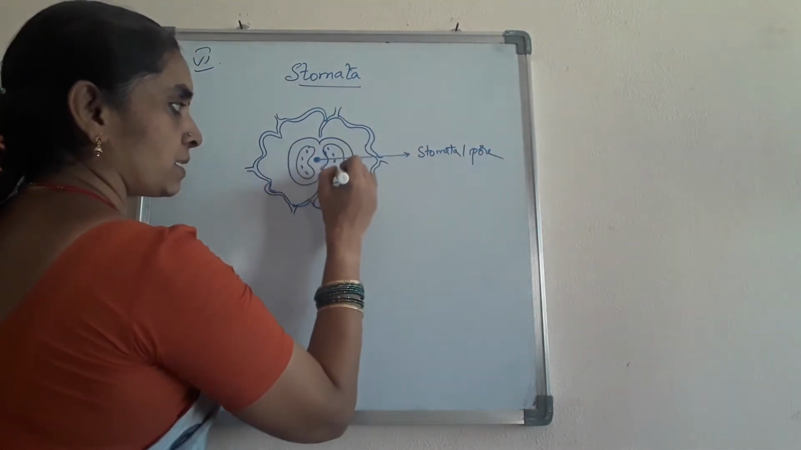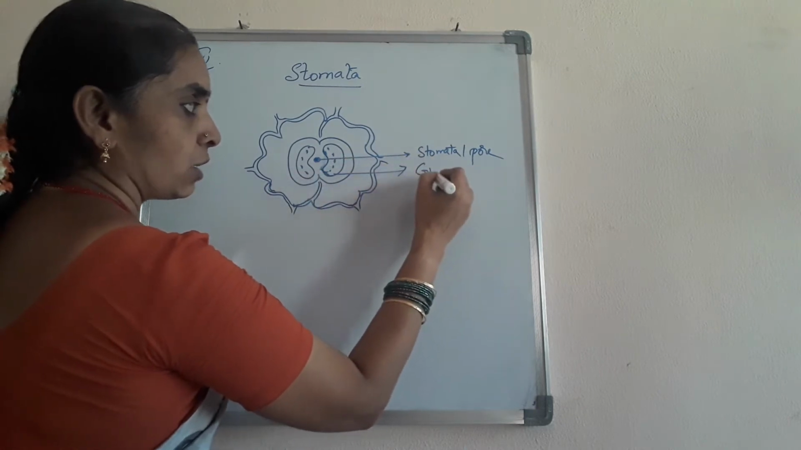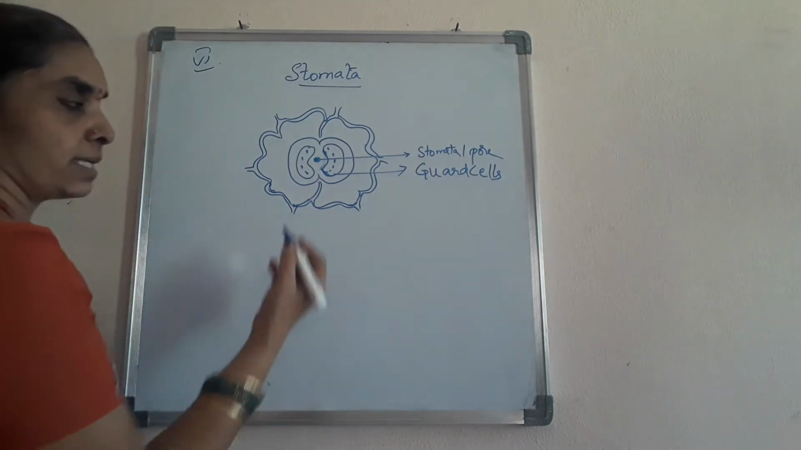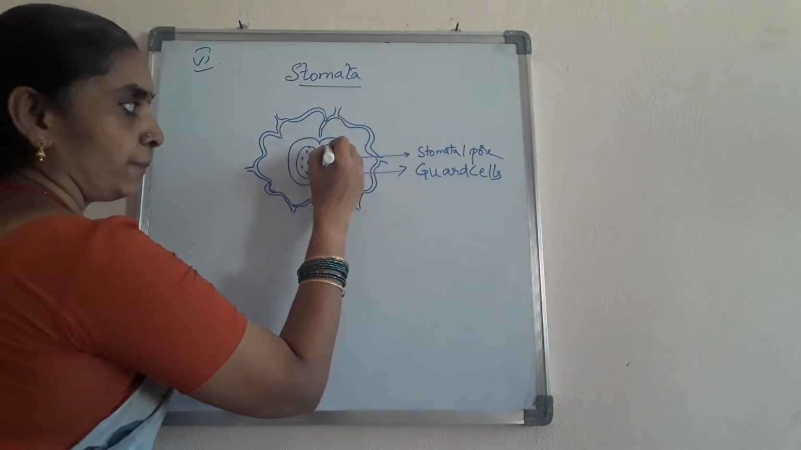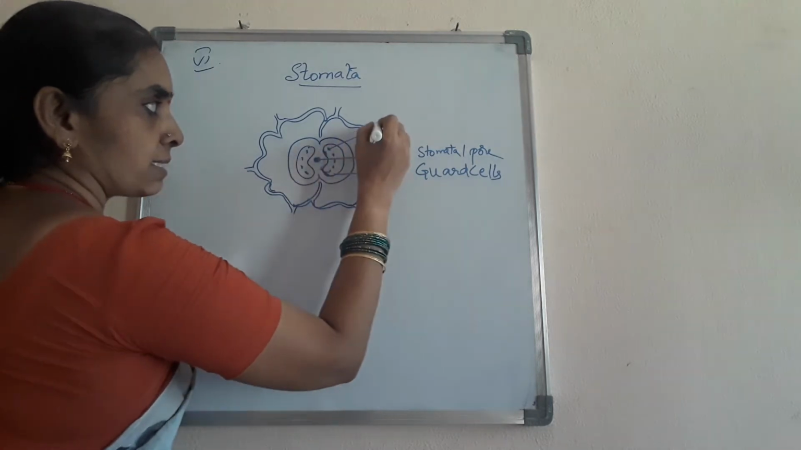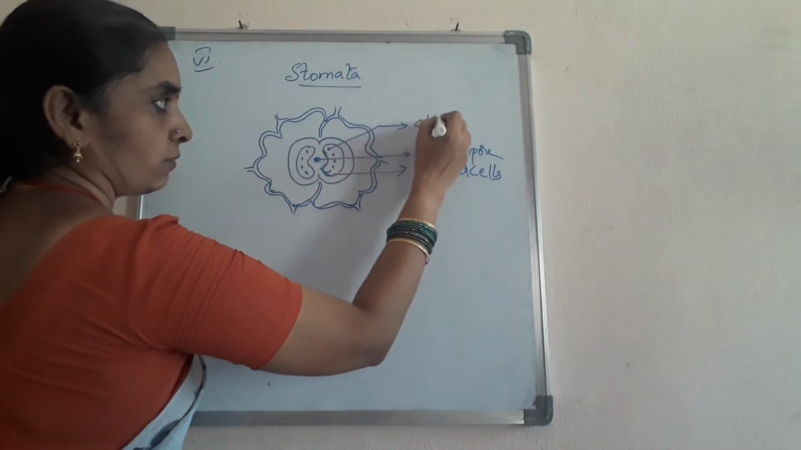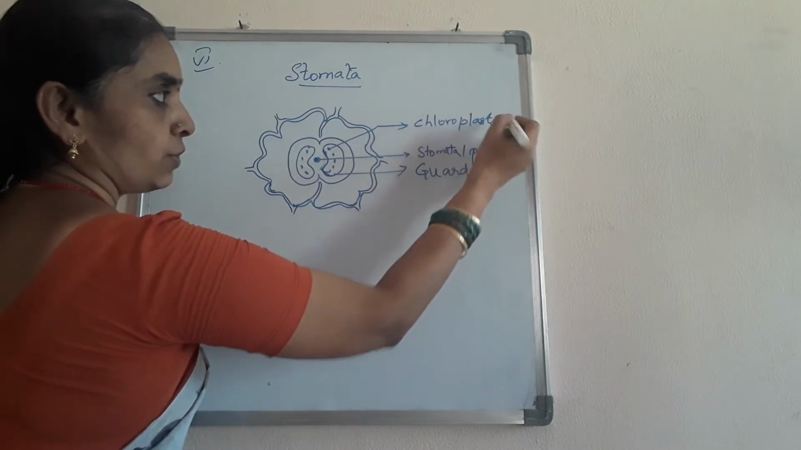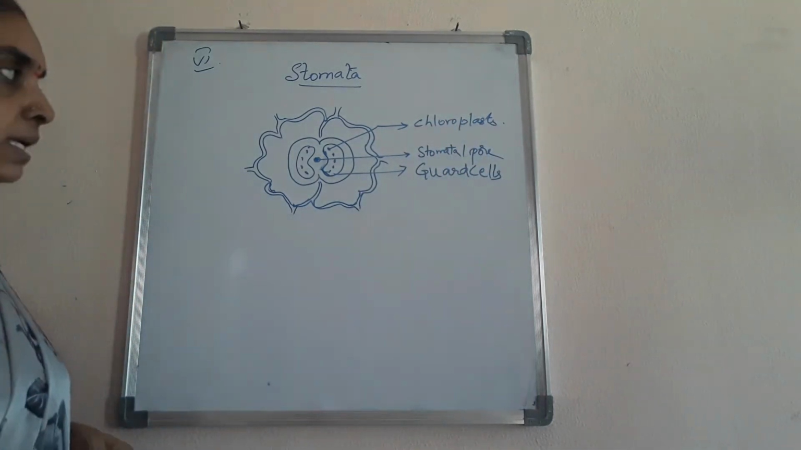The bean-shaped structures are called guard cells. What are they called? Guard cells. And these tiny structures, these parts, are called chloroplasts. What are they called? Chloroplasts. You should note down, children, this is very very important.